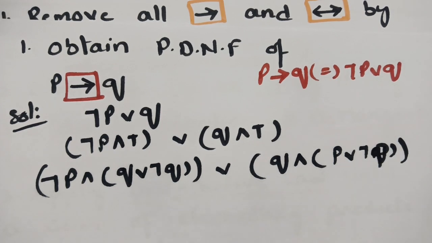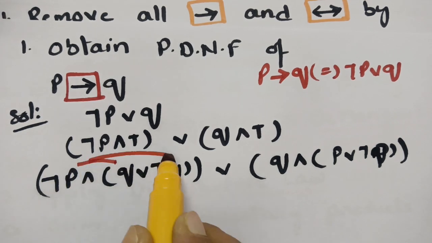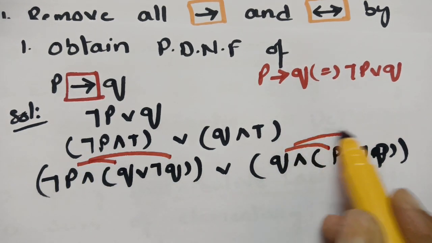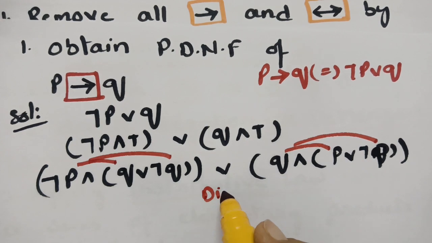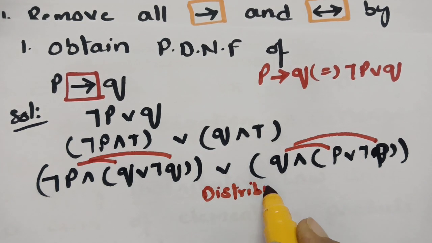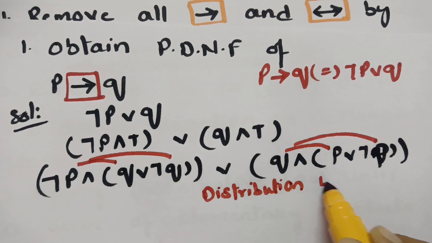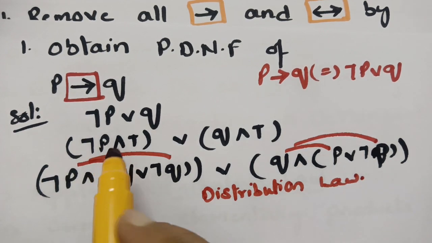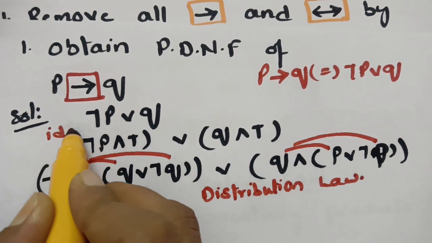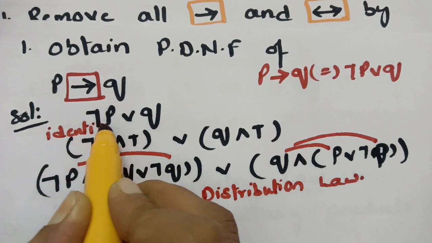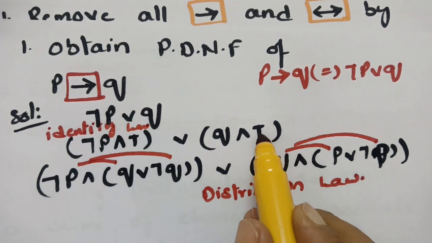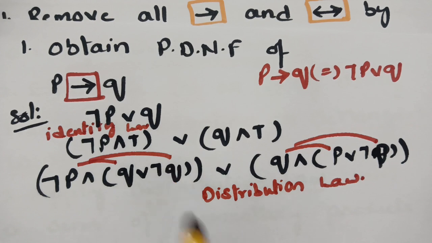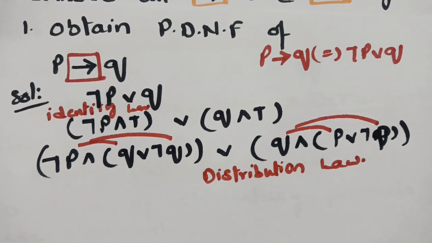And next, I'm going to use this distributive law. So here negation P is distributed to both and Q is distributed to both. So I'm going to use the distribution law. So this is the identity law, so I have used the identity law. And this one, I have introduced using the negation law. So all the laws are very clear.